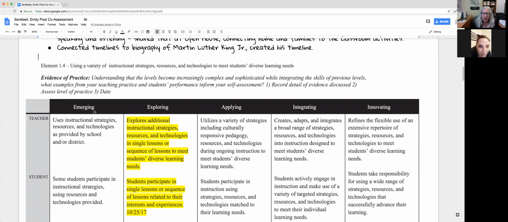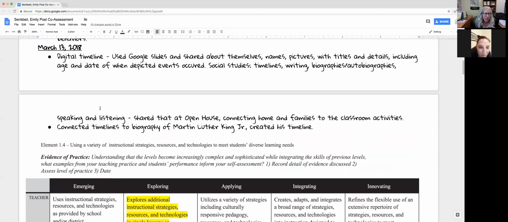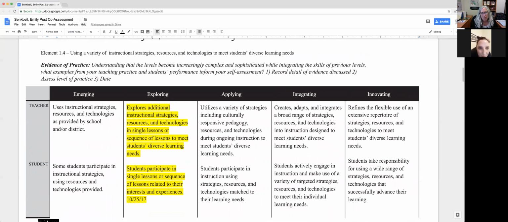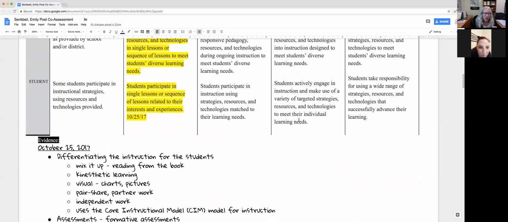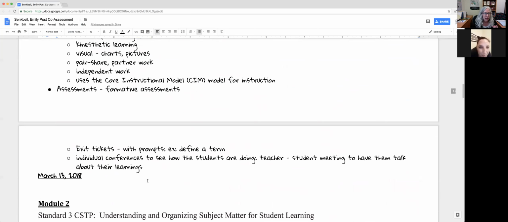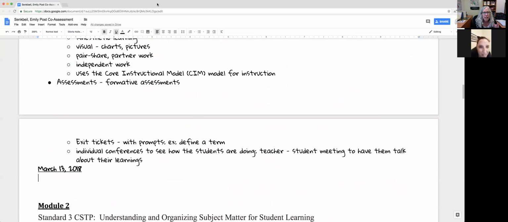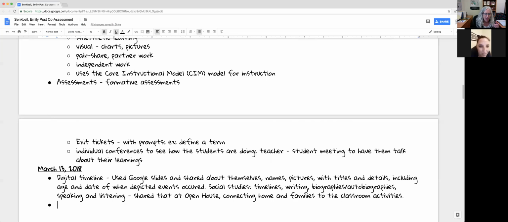Okay, and then this kind of is the same, and I think you can almost use the same evidence for right here, because there's just 1.3 and 1.4. But this is using a variety of instructional strategies, resources, and technologies to meet diverse learning needs. That was one of them because you used a lot of different modalities with that. Right. What else? Because one of your goals was technology. So in what way? Well, you know what? I would say here, use Google Slides. Here, I was going to say technology.